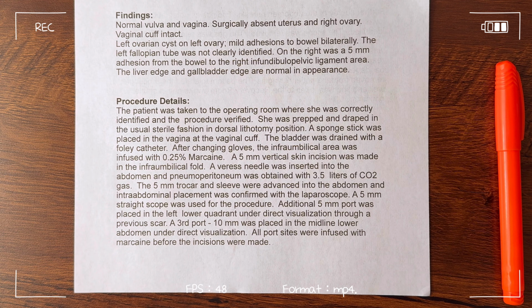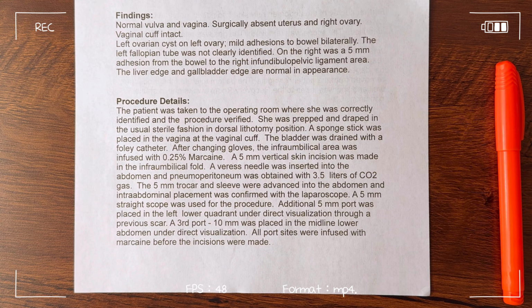All right, now we can get into the actual operative report. It says the patient was taken to the operative room where she was correctly identified and the procedure verified. She was prepped and draped in the usual sterile fashion in dorsal lithotomy position. A sponge stick was placed in the vagina at the vaginal cuff. The bladder was drained with a Foley catheter. After changing gloves, the infraumbilical area was infused with 0.25% Marcaine. A 5 millimeter vertical skin incision was made in the infraumbilical fold.